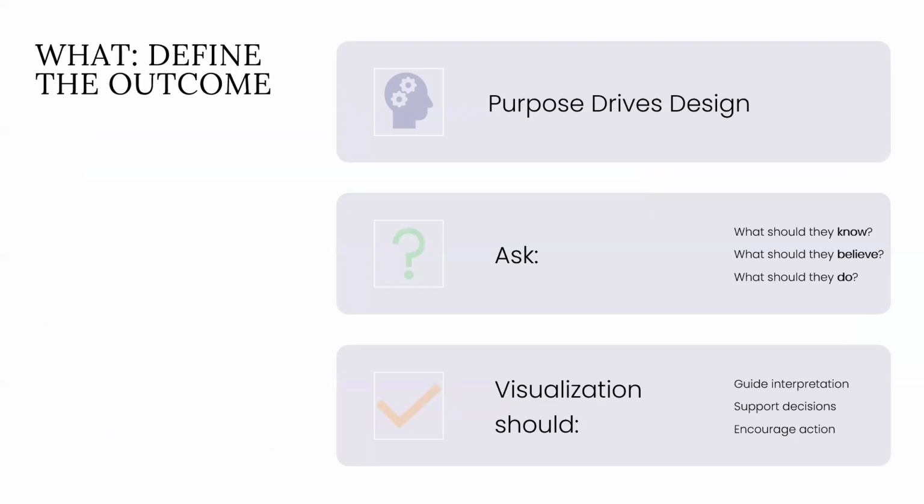Every communication should aim to produce an outcome. We should always be able to articulate what the audience should know, believe, or do as a result of the communication. If no outcome can clearly be stated, the communication lacks purpose. Visualization is not about showing data. It's about enabling understanding and action.